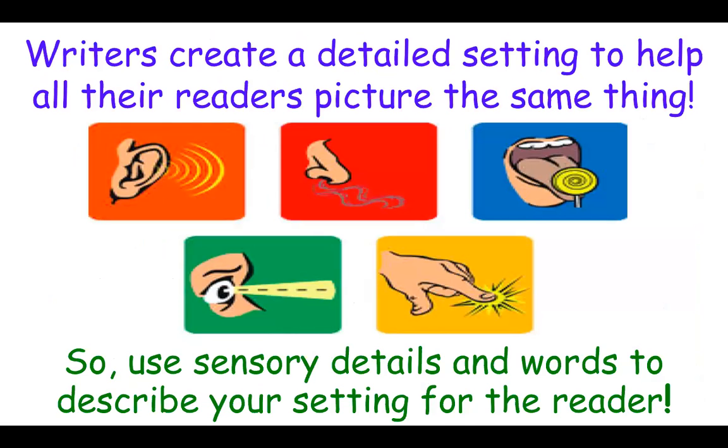Writers create a detailed setting to help all their readers picture the same exact thing. So you have to use sensory details and words to describe your setting for the reader. You have to tell about what the characters would hear in that setting, what they might smell, what they might taste, what they might see, and what they might touch and feel with their hands, or what they might feel in their hearts within that setting.